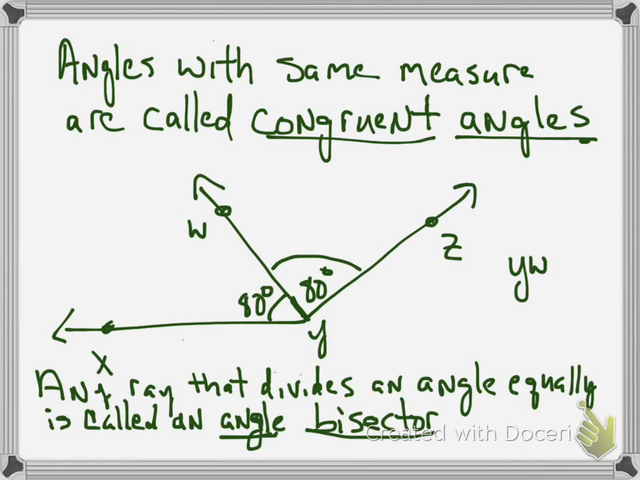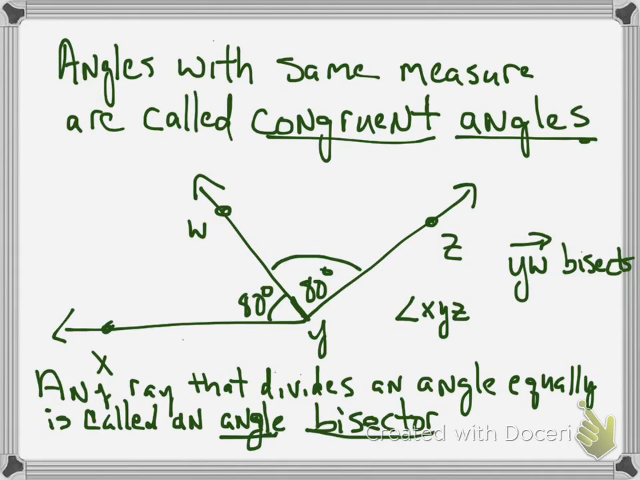Okay, angles that have the same measure are called congruent angles, so don't forget that. Notice here that WYZ and WYX are both 80 degrees, so those are called congruent angles. Any ray, in this case YW, that divides an angle equally is called an angle bisector. Okay, so YW is an angle bisector of XYZ because it cuts this big angle into two equal halves.